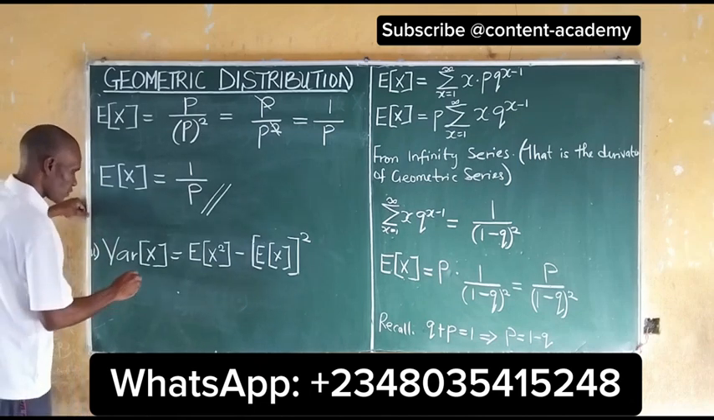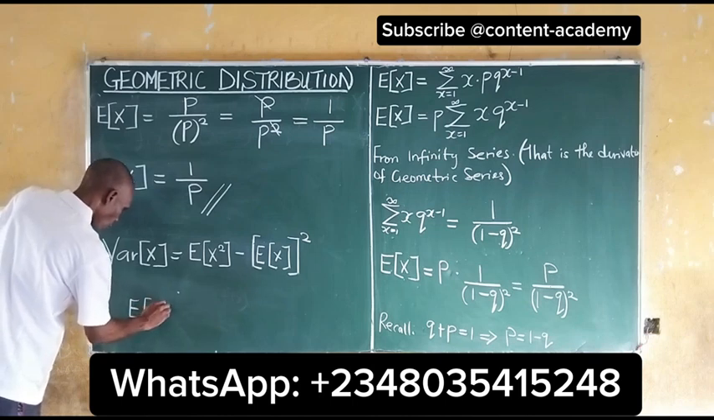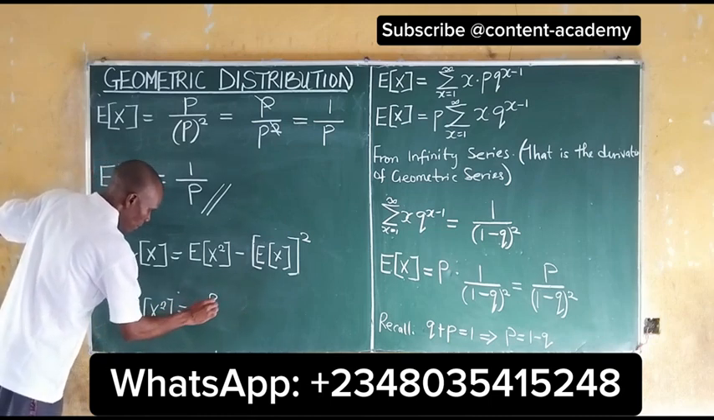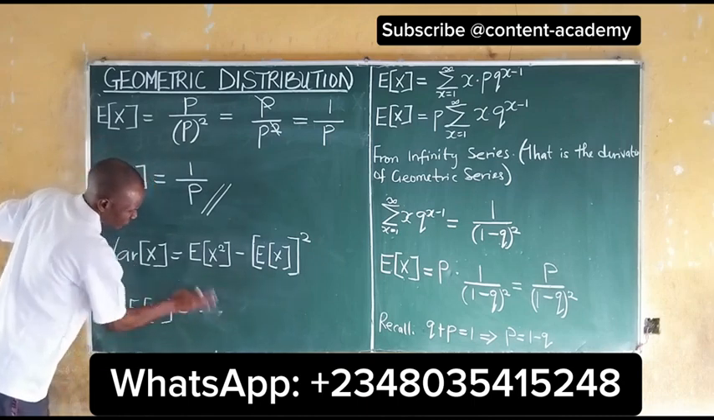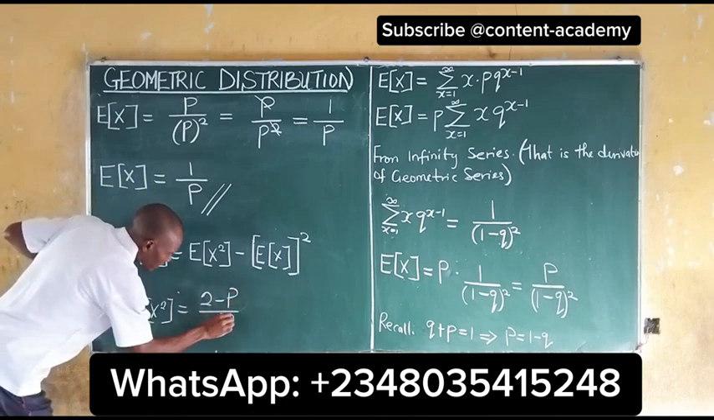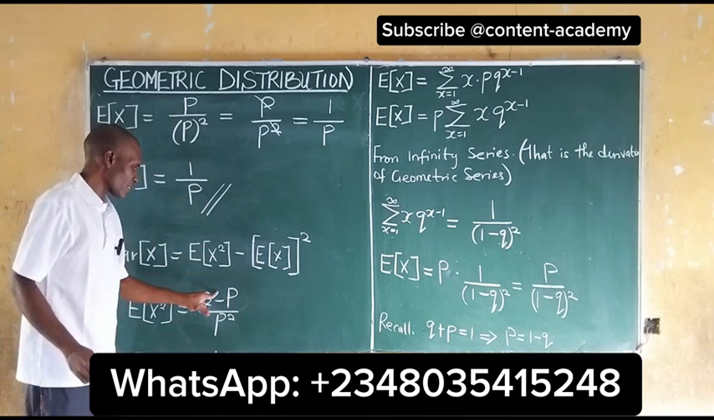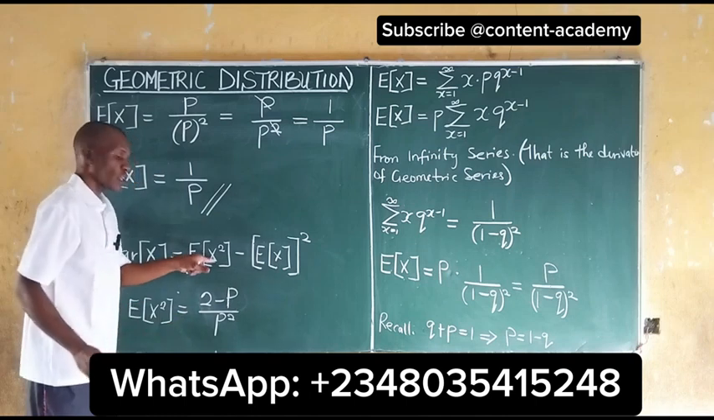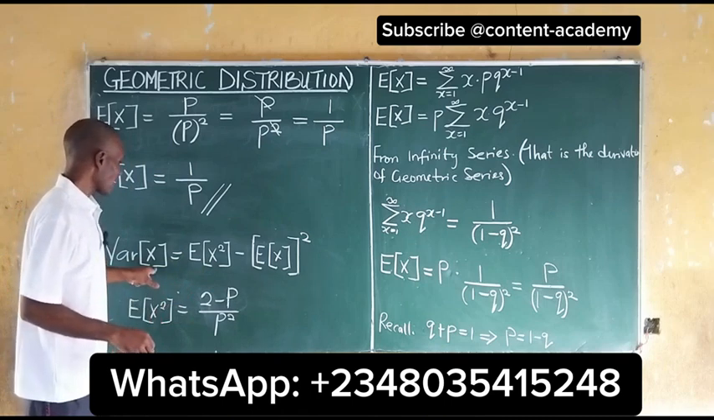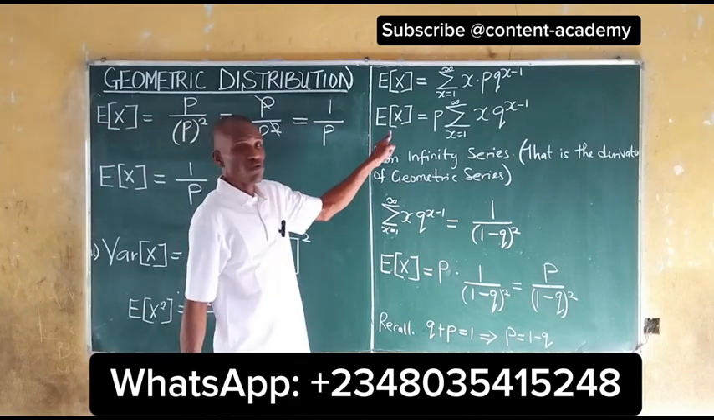In our previous video, we have that the expected value of X squared is equal to (2 minus p) all over p squared. In our previous video, we did that. So we computed the expected value of X squared for the geometric distribution of the first kind. Now, if that is true, we can now calculate our variance of X. So we'll move over to this side of the board.